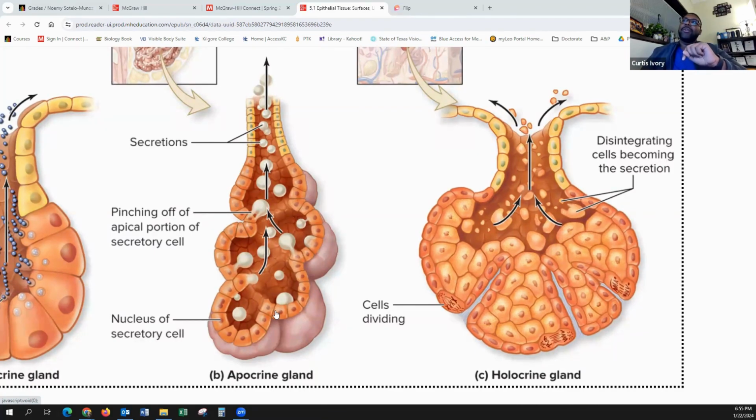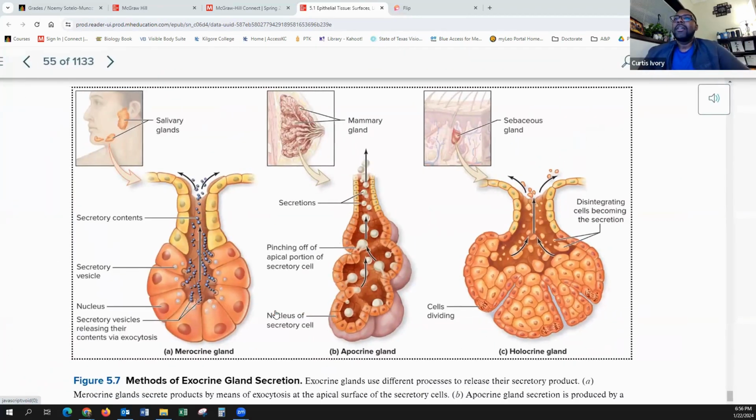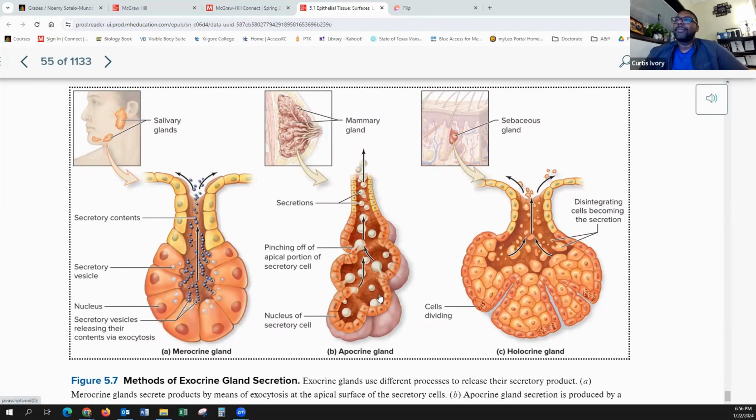That's one reason why you can actually secrete milk from your armpits. That's because they're right there by your mammary glands, and your sweat glands and your milk glands are really the same. It's just modified to make milk instead of sweat, but milk is sweat. So more you know. So that was apocrine glands. So the difference is it's actually pinching off pieces of its cytoplasm.